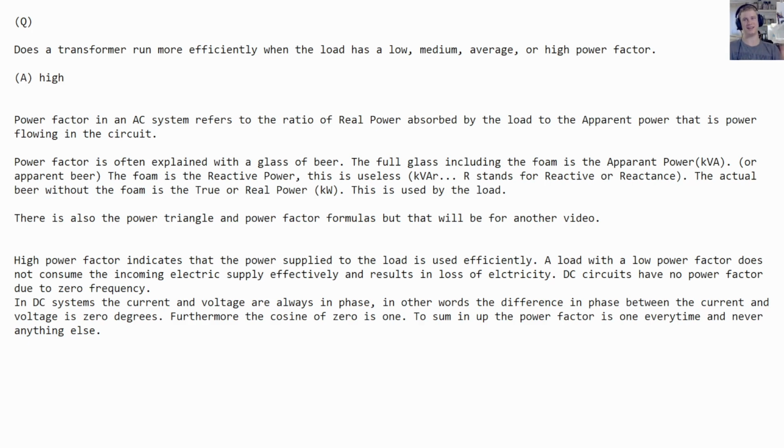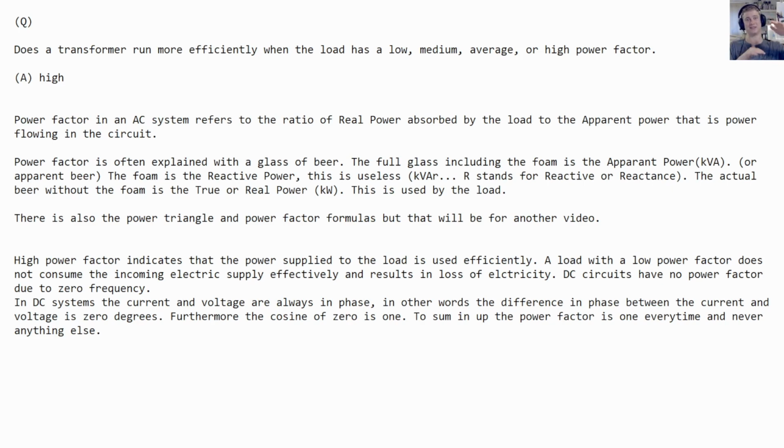Power factor in an AC system refers to the ratio of real power absorbed by the load to the apparent power that is flowing in the circuit. Power factor is often explained with a glass of beer. There are many pictures and also a video of this on YouTube. I will link that in the description, but this is pretty easy to comprehend.